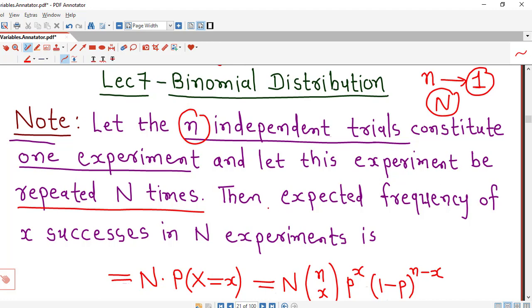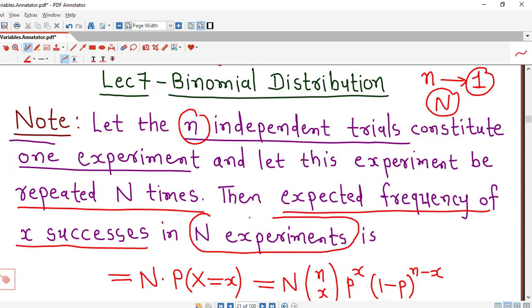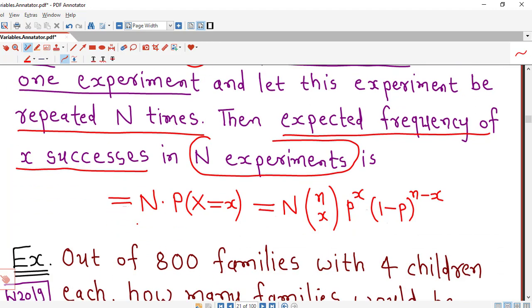of times. Then if we are asked to find out the expected frequency of x successes in these N experiments, then it is given by N times probability of capital X equal to small x. And because we have binomial distribution, this probability mass function is defined in this way: nCx p raised to x (1 minus p) raised to n minus x, and we multiply by capital N.